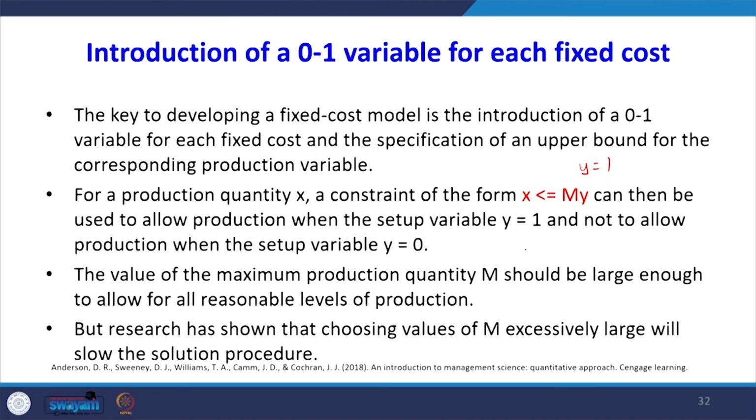The value of the maximum production quantity M should be large enough to allow for all reasonable levels of production. But research has shown that choosing a value of M excessively large will slow the solution procedure.